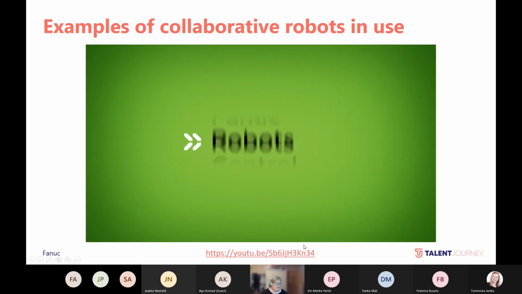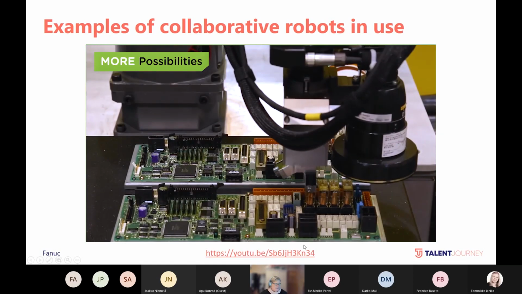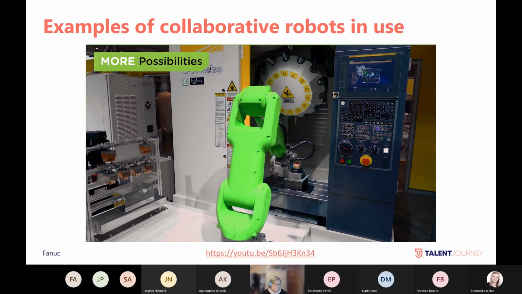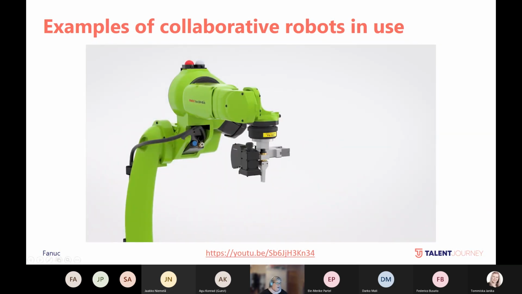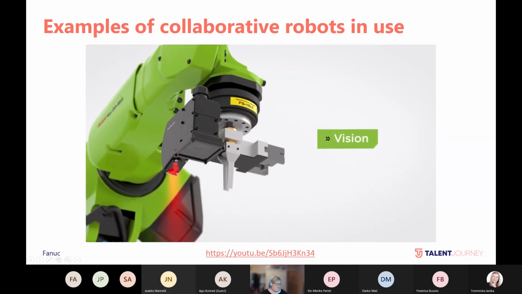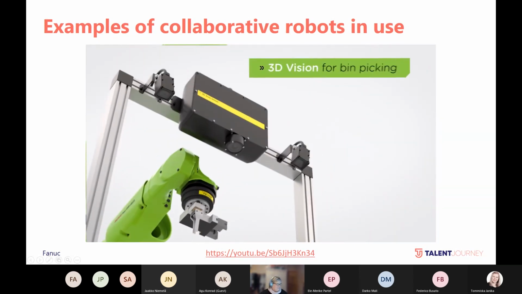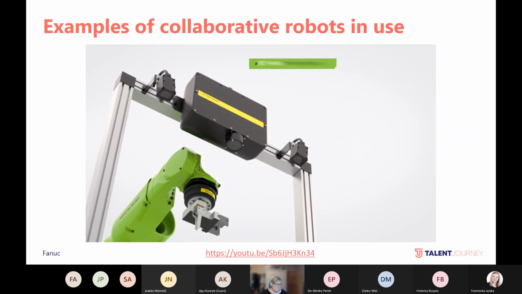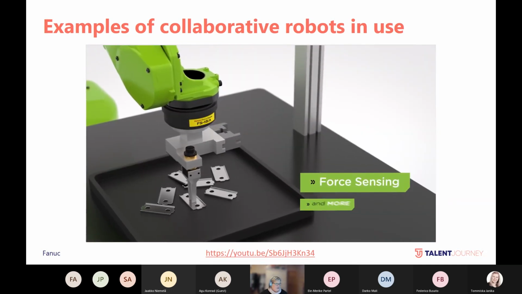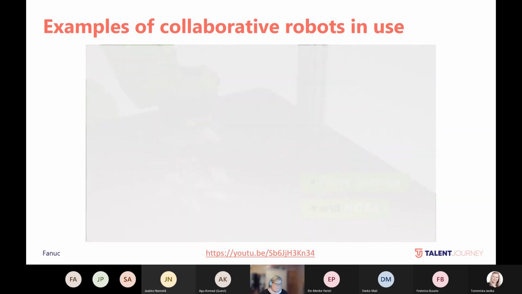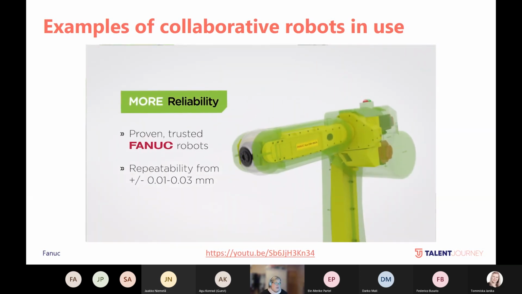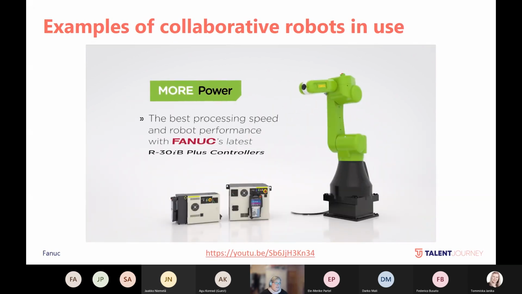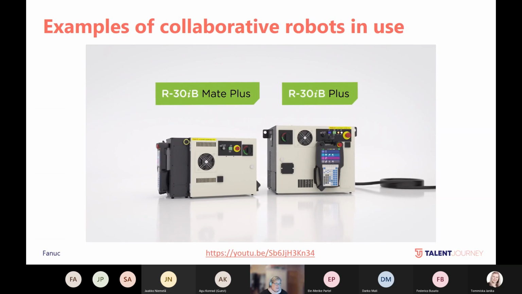Different kind of examples how to use these collaborative robots. Okay, here it was. I didn't remember this. On Friday, when we were talking about machine vision in robot controlling, we were also looking at these different methods of how to control the robot with cameras.